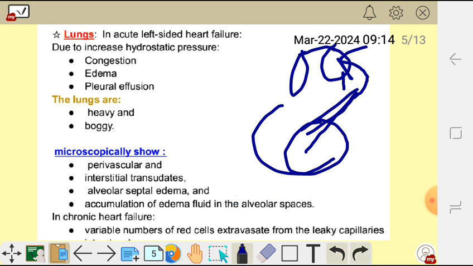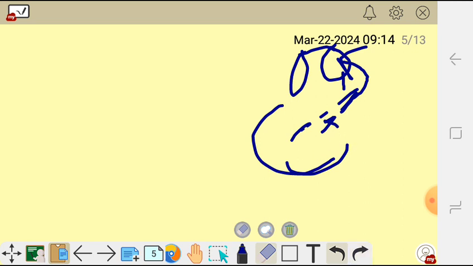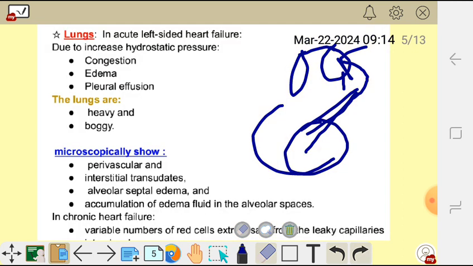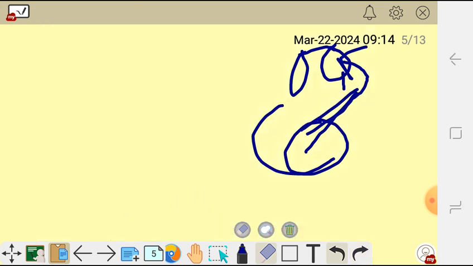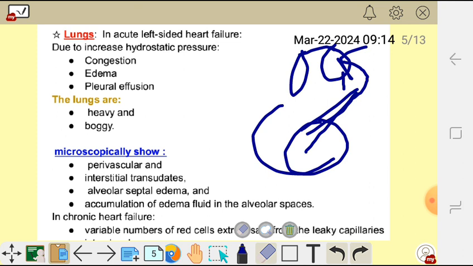Why? Because if you have excess fluid accumulating in the alveolar spaces, that will lead to edema. If you have fluid accumulating in the alveolar spaces, then a cough reflex will be initiated. So in clinical features, we are going to have cough.